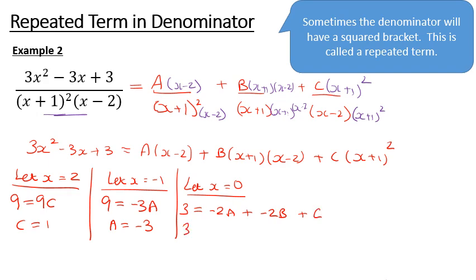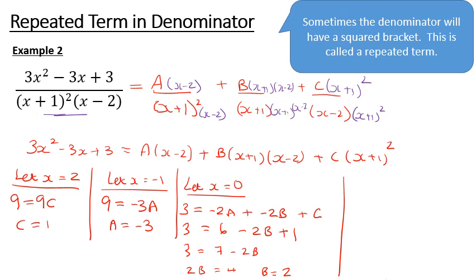Then we can put in the things that we know already. Because we know that a is minus 3, minus 2 times minus 3 is 6, and we also know that c is 1. So 3 is equal to 7 minus 2b, so 2b equals 4, so b is equal to 2. So we're ready to now write our final answer.